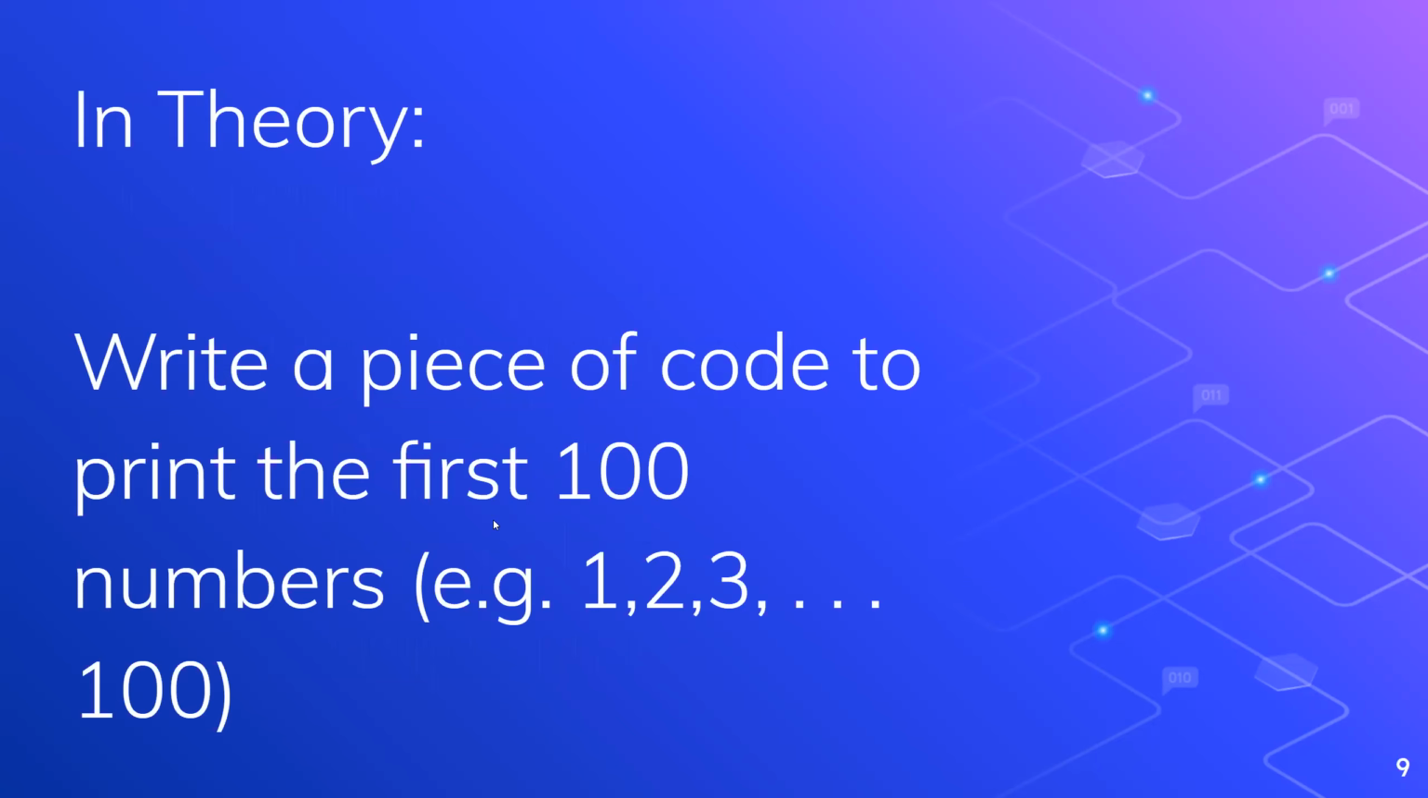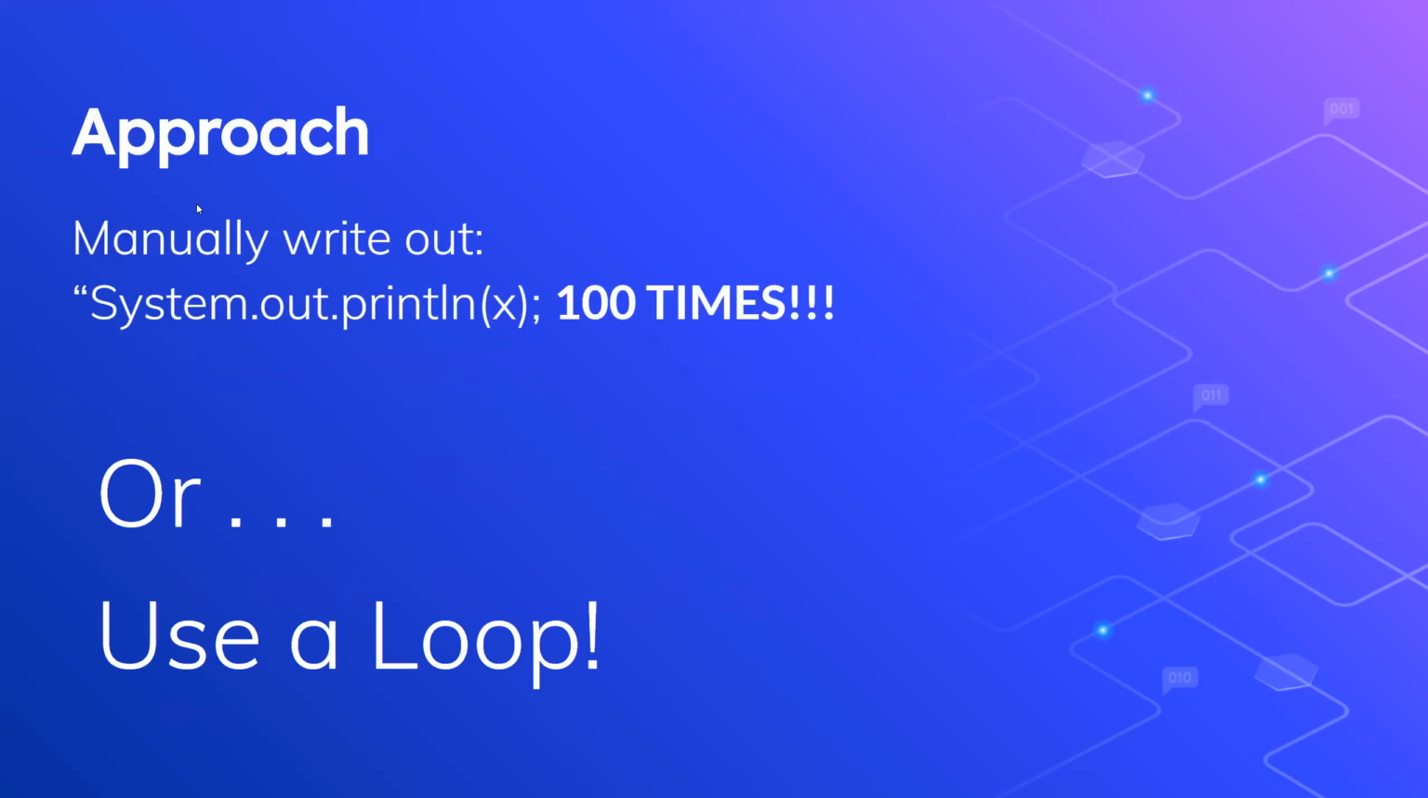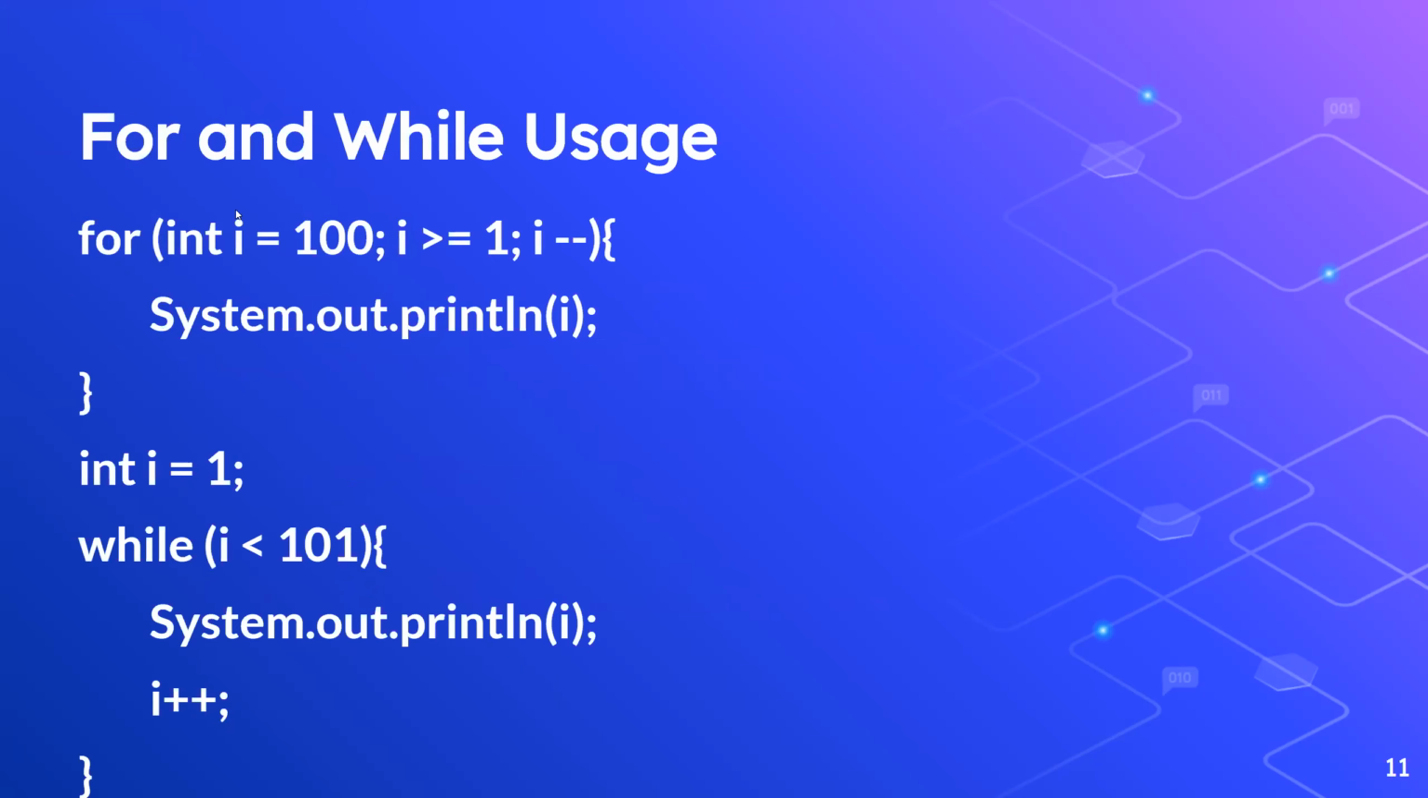So with loops, we can basically write a bunch of code at once. Suppose you wanted to print the first 100 numbers, right? Instead of writing a print line for every single number within the first 100, you could just use a loop to do this in 3 lines instead of 100, right? So there are 2 types of loops: for loops and while loops.